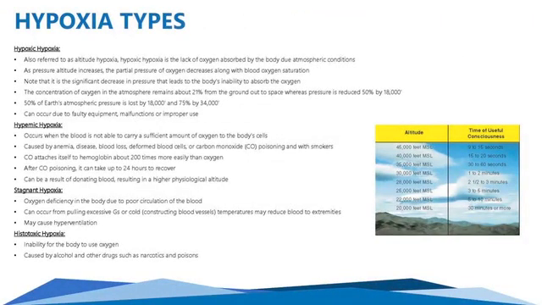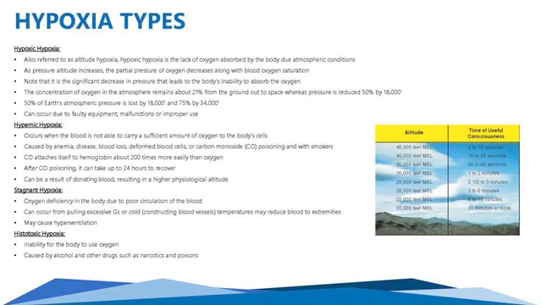So there's obviously different types of hypoxia. The first one is going to be hypoxic hypoxia. Then we've got hypemic hypoxia, stagnant hypoxia, and histotoxic hypoxia. I can't even say these anymore. The hypoxic hypoxia is really just what we call altitude hypoxia. So this is just a lack of oxygen that's absorbed by the body due to atmospheric conditions.